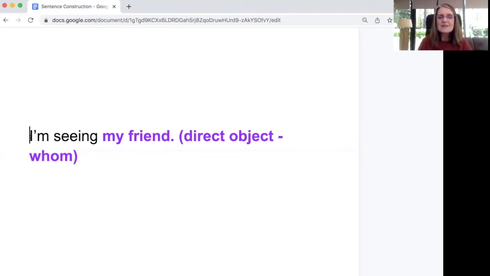In this sentence, I'm seeing my friend, I am the subject and my friend is the direct object. So my friend is not a what, my friend is a whom. We use the word whom when we are not talking about the subject. If we're talking about the subject, then we say, who is seeing my friend? I am seeing my friend. But for all other parts of the sentence, we use whom. Well, some people do. That's what we're supposed to do. Whether we do it or not is a different issue. I'm seeing my friend. My friend is the direct object.